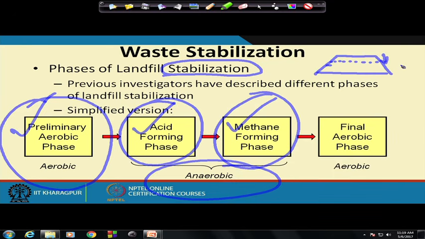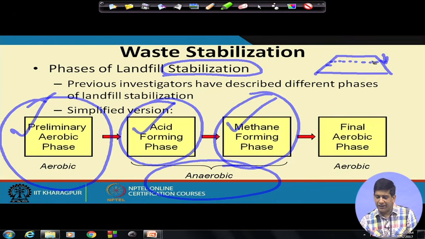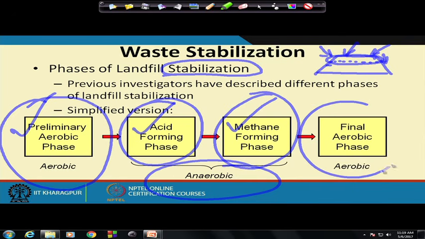And once the waste has degraded, as I was telling you earlier in the sketch that I drew on this corner, we'll have some sort of void space on top here because the landfill has settled down. In these void spaces, there is a tendency for air to intrude, and once the air intrudes into the system, you will have another aerobic phase coming in. So that's your final aerobic phase, and that's where things may change.